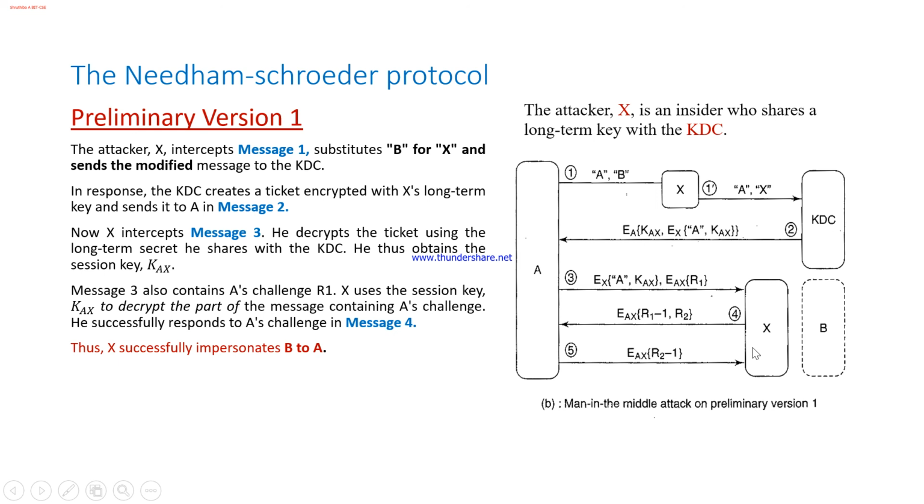So this figure depicts the man-in-the-middle attack for the preliminary version 1. What this attacker X does is attack the channel where A had sent its identity and the identity of the one with whom it wants to communicate. On receiving this, he retains the identity of A, and along with that he sends X instead of B.